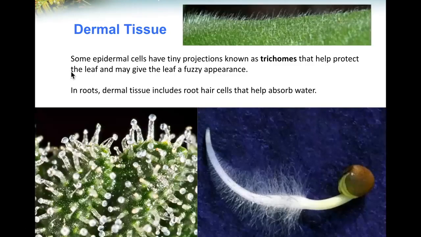Some epidermal cells have tiny projections, known as trichomes, that help protect the leaf and may give the leaf a fuzzy appearance. In roots, dermal tissues include root hair cells that help absorb water.